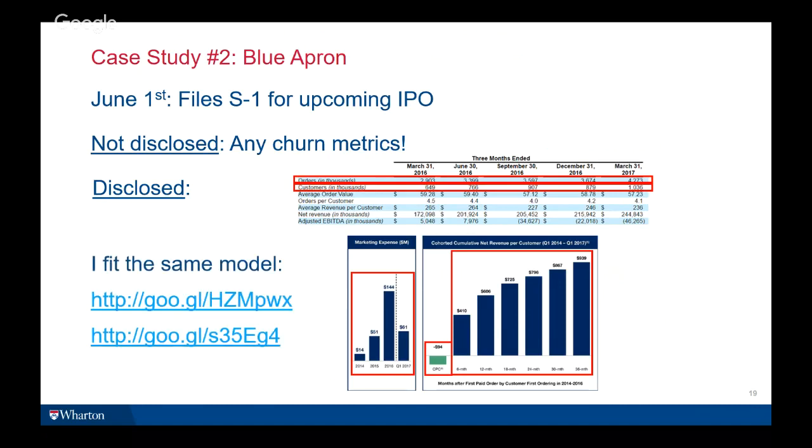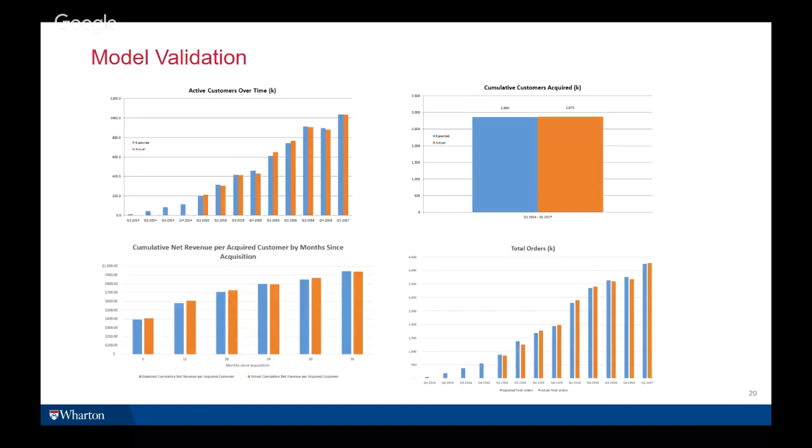So I wrote a series of a couple of notes. The first one was on June the 2nd, and then the second one was just a few weeks later. And one of the first things that I always do is make sure the model validates well. So over here, these are just a handful of validation plots showing what we expect: active customers, cumulative customers acquired, cumulative revenue per acquired customer over various amounts of time, and total orders to be.